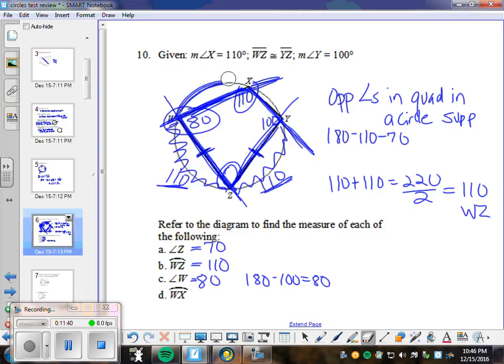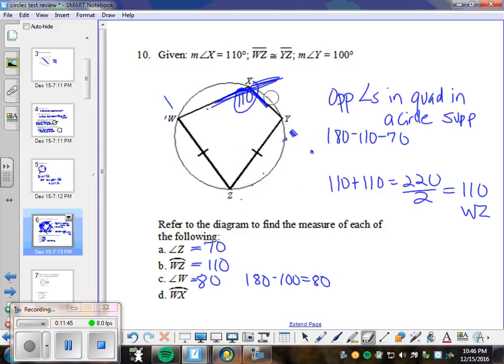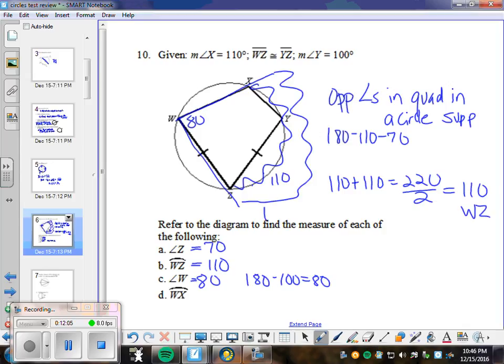So let me erase all of that and get to where I am with just looking at this one so you can see the true 80, what I'm looking at. Okay, so we know W is 80. So this is my intercepted arc. So I'm looking at all of this. I know this part from here to here is 110. So 80 times 2 is 160. So this whole thing is 160. Take away the 110, I get what for that part? 160 minus 110, so I get 50.